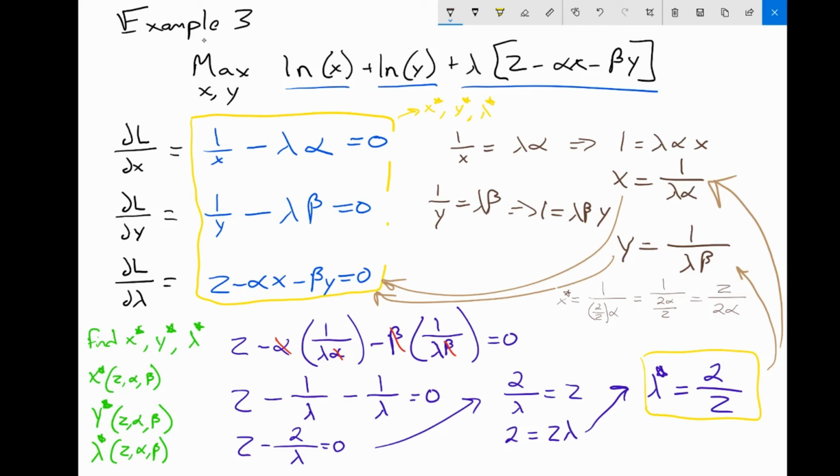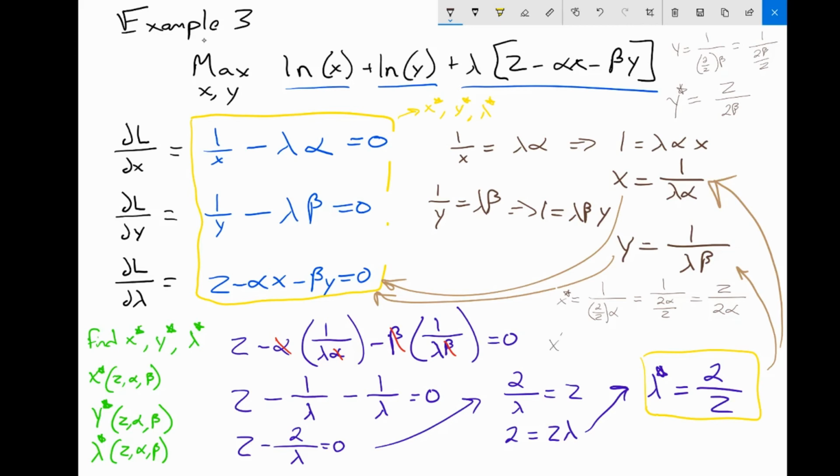Let's do the same for y. Y equals 1 over, plugging lambda in, 2 divided by z times beta. That's equal to 1 over 2 beta divided by z, which is equal to z divided by 2 beta. We notice here that this is a function only of parameters, not of variables, so therefore this is y star.